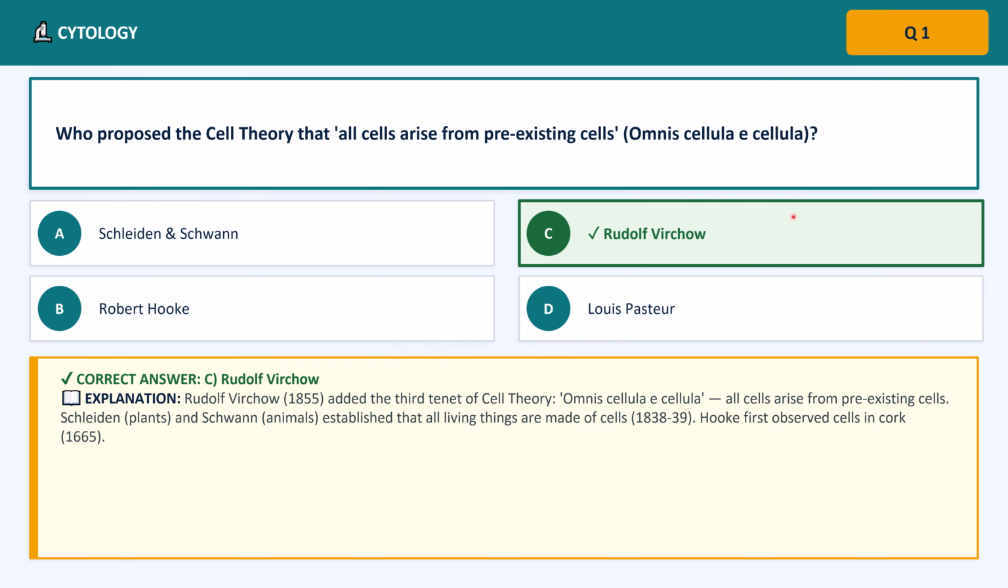Omnis cellula e cellula. It's option C, Rudolf Virchow. Explanation: Rudolf Virchow, 1855, added the third tenet of cell theory, omnis cellula e cellula: all cells arise from pre-existing cells. Schleiden, plants, and Schwann, animals, established that all living things are made of cells, 1838 to 39. Hooke first observed cells in cork in 1665.